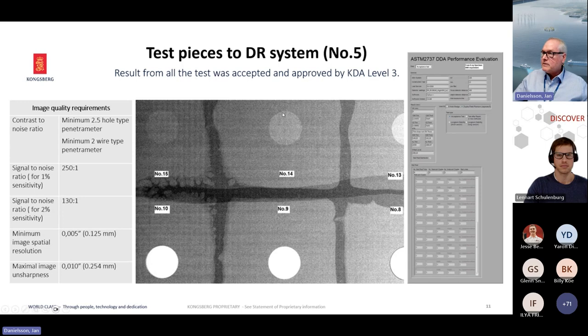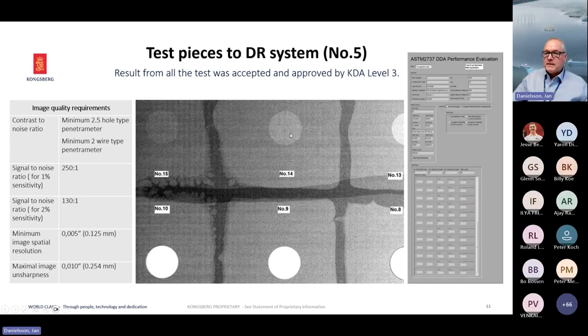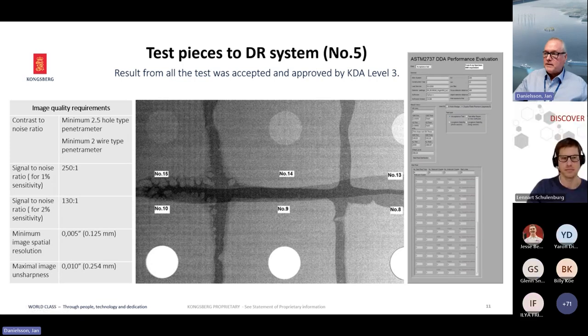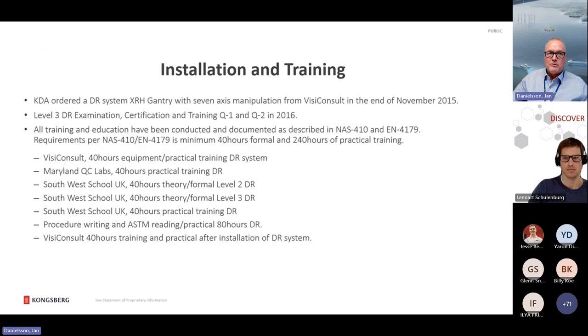Number 14, you see much better here. It has a depth of 2% of the thickness. And the result was that we saw all the 15 indications very clearly on the image. Kongsberg was one of the first to inspect that kind of reference IQI using a DDA system. So the result from the test, what I can say is that it was excellent for us, and it was also excellent or more for the customers. So everybody was happy with all the tests we did.